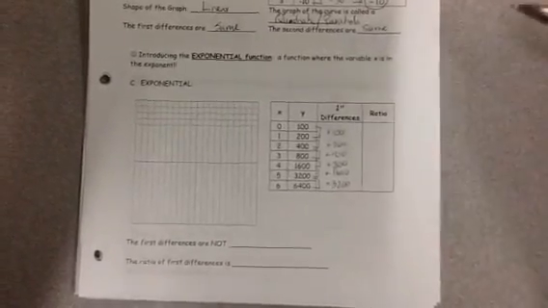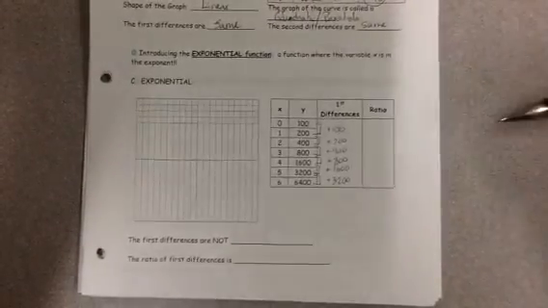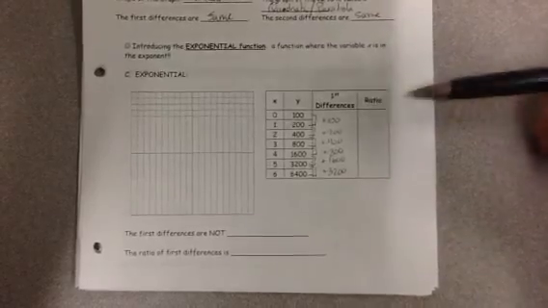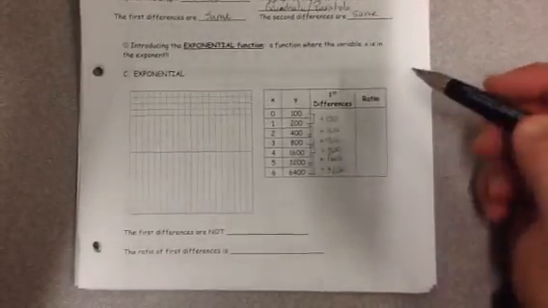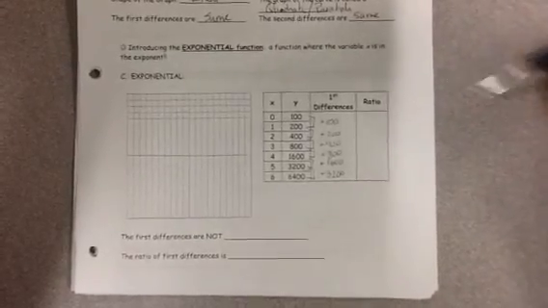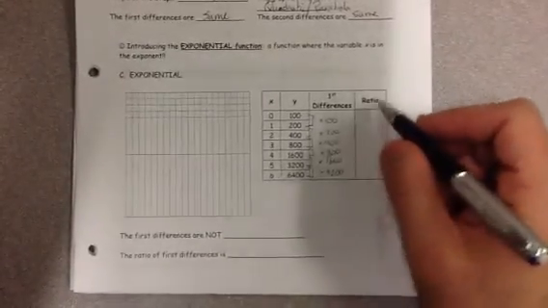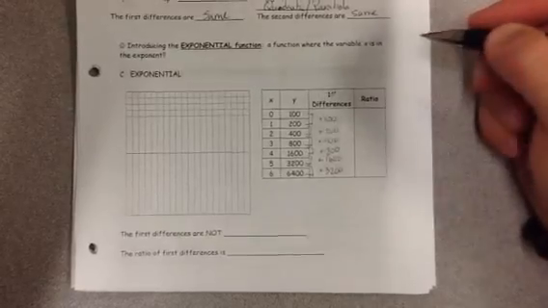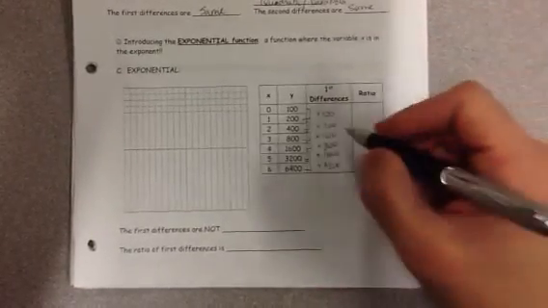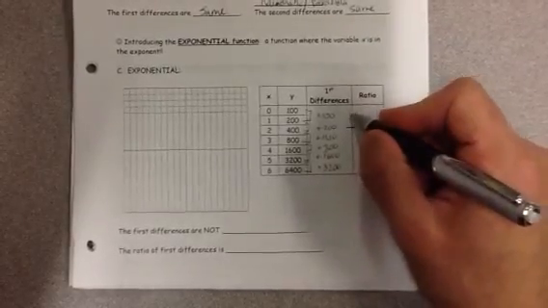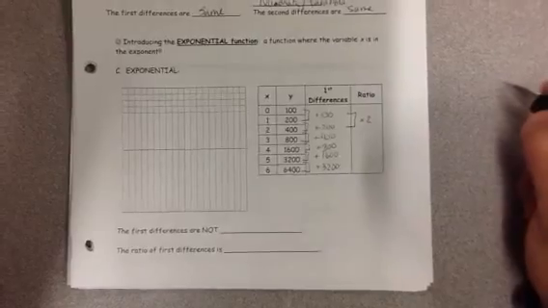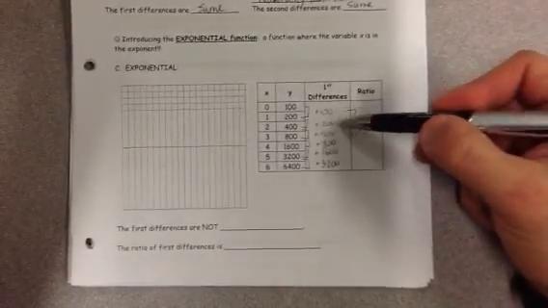Now, you can go and do your second differences, and you'll start to notice that those aren't the same either. But there's not a common difference in this situation. There is what is called a common ratio. Because a ratio is just division. So if instead of common differences, we did divisions, 200 divided by 100 gives me 2. I am doubling to go from here to here.